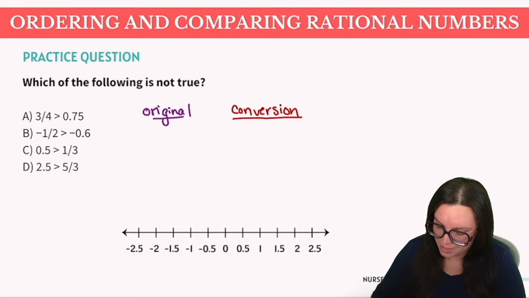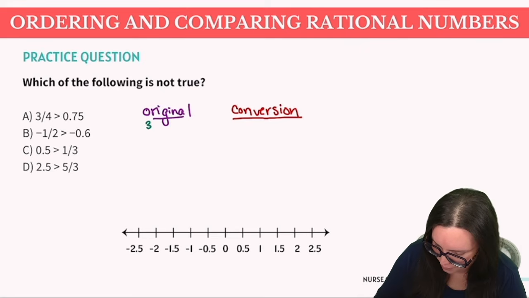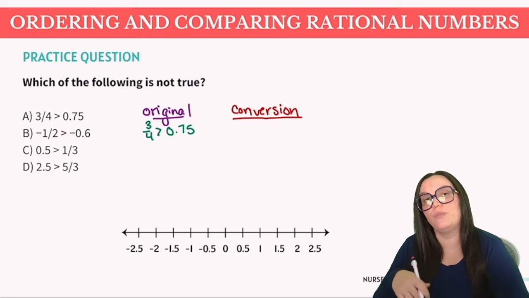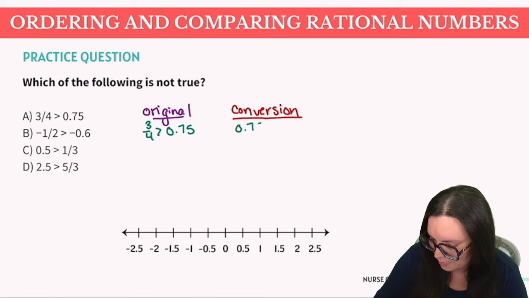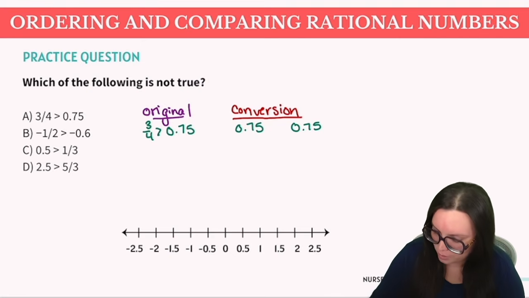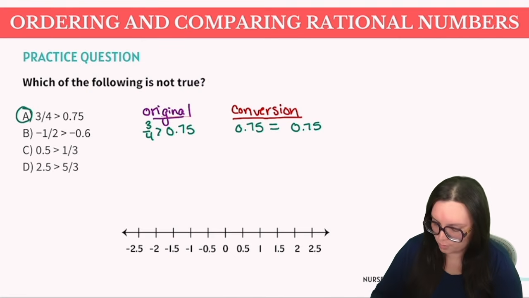So we're looking for the one that's not true. So we're going to break each one of these down. So we have 3/4 is greater than 0.75. Well, if we convert 3/4 to a decimal, that gives us 0.75, 0.75. Is 3/4 greater than 0.75? Absolutely not, right? We know that this one is not true, but let's go ahead and move through everything else.